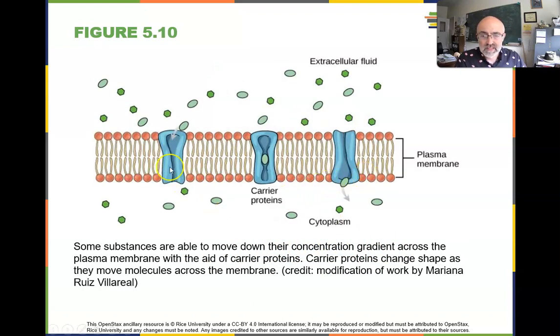Okay. Some of these things, we see the main difference here is the protein itself. Right? This protein actually has to change shape in order to transport that molecule. Okay, so it could be that as the molecule is received inside the protein, that causes what we call conformational change, and it moves the molecule down. Key thing though, we're still talking about from high concentration to low concentration.